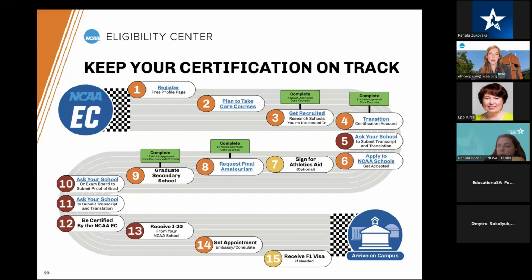This is a great image that I always suggest individuals take a photo of that just talks about the process from registration through arriving to campus, so you know what to expect along the way. Again, we're going to send the PDF of this, where all of the resources you see in blue that are hyperlinked will be available for you to click on.